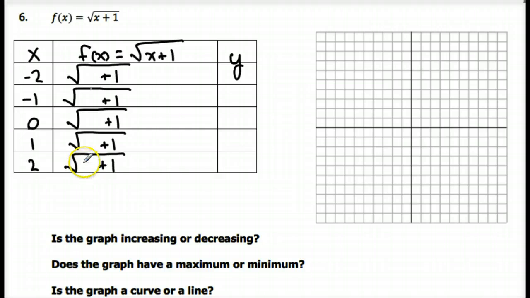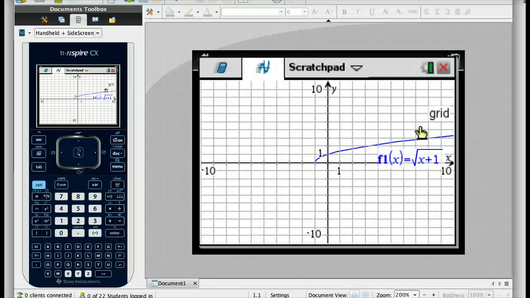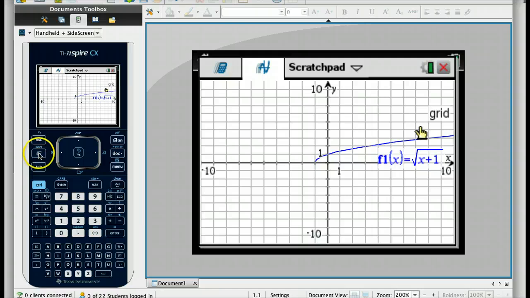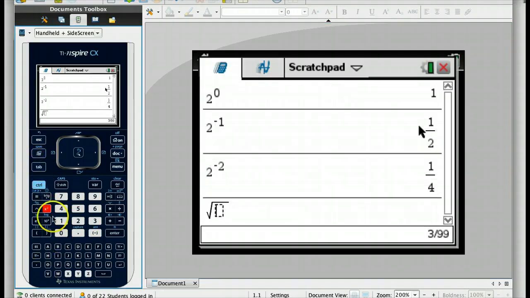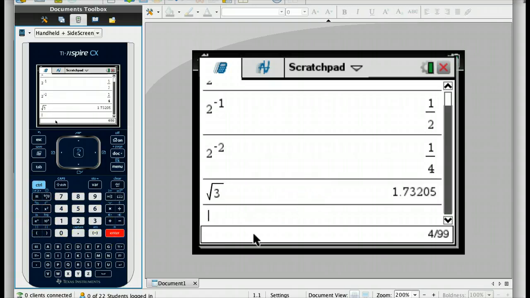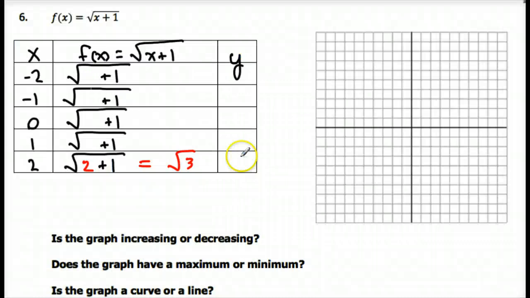So when I plug in a positive 2, I get 2 plus 1 under my square root sign, which gives me the square root of 3. To figure out what the square root of 3 is, you're going to need to use a calculator to approximate that. So if I go to my scratch pad and I type in the square root, second x squared, of 3, I get approximately 1.7. So we're just going to say that's about 1.7.